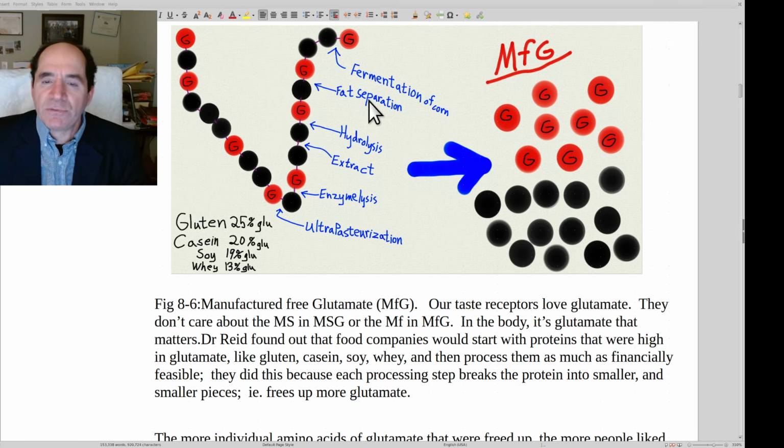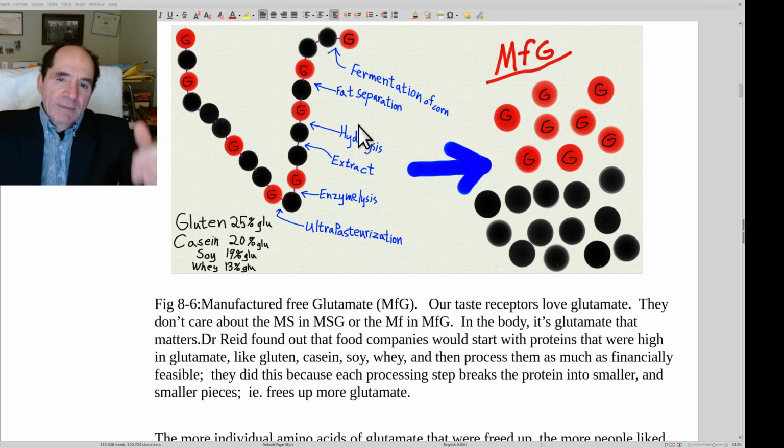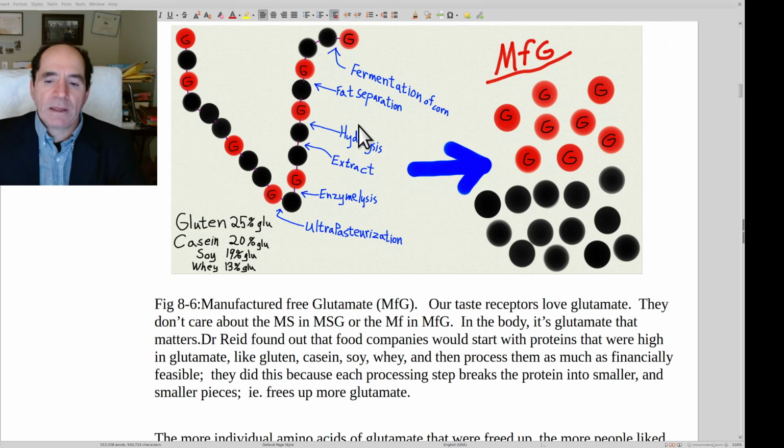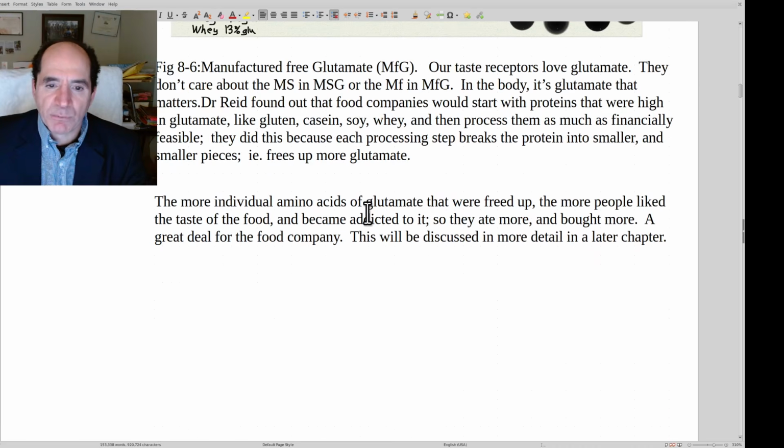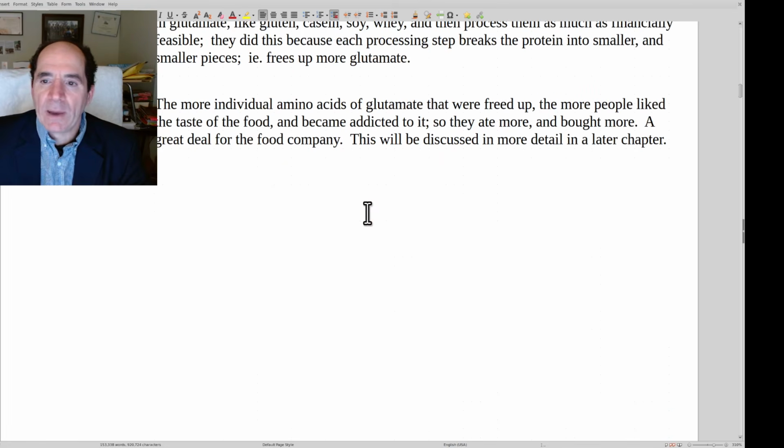The more they process the food in whatever way, like let's say they take milk, they ferment it, they ultra pasteurize it, they extract something, hydrolyze it, they fat separate it, homogenize it. Every time they process it, they're freeing up more of these glutamate amino acids, and they're going to make the food more addictive to people. So it just means more free glutamate amino acids.